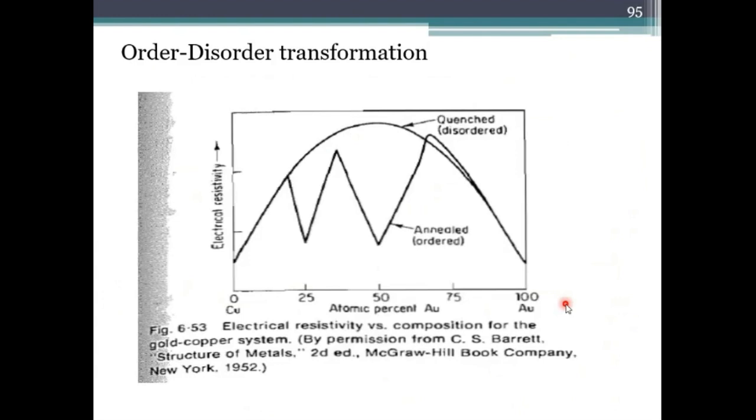This is also electrical resistivity. When the atomic percentage of one element, for example gold, is increased, how will the electrical resistivity behave? The same compound, when it is quenched or annealed, how will it behave? Quenched means a disordered phase will be formed, so electrical resistivity will increase up to 50 percentage of gold, but when it is annealed, meaning orderly arrangement, it will be like a sine waveform.